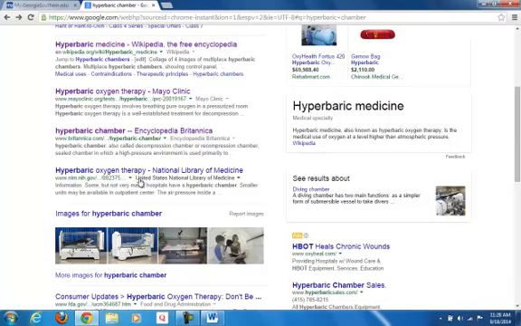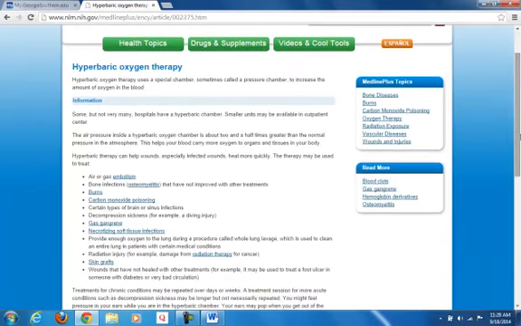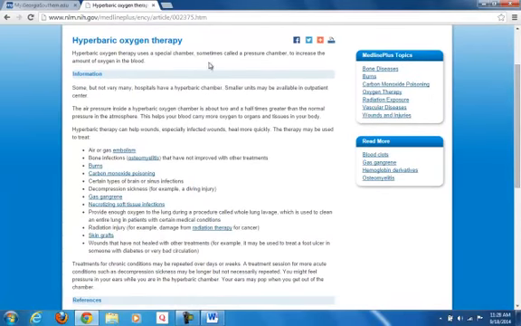Next up, I'm going to look at the United States National Library of Medicine. That sounds very scholarly. Now that I pulled up the site, it looks like one of those teach you how to deal with problem sites, and it does seem to have some good information about the hyperbaric chambers on here.